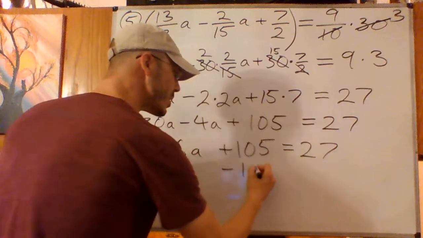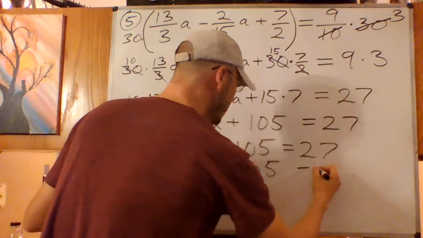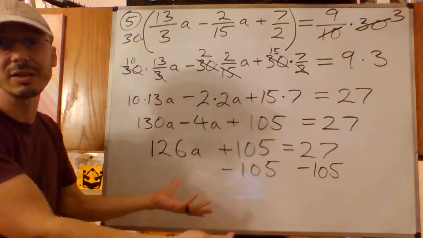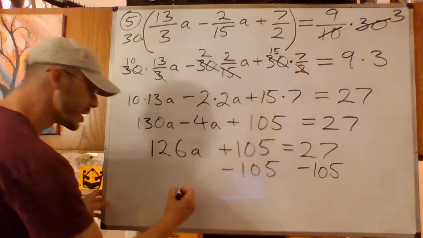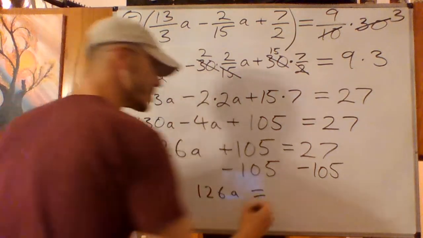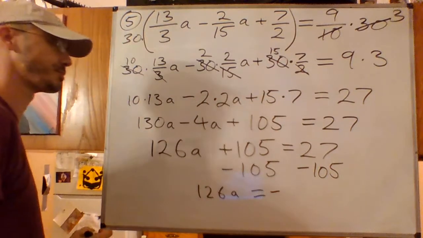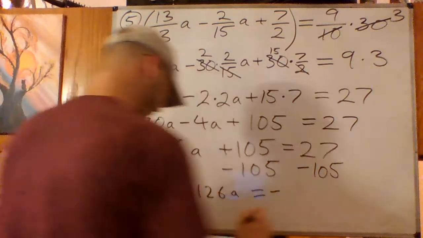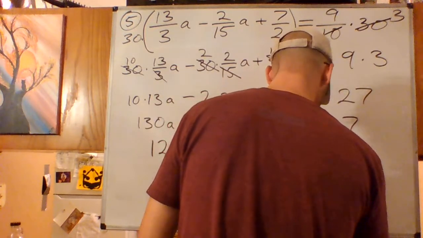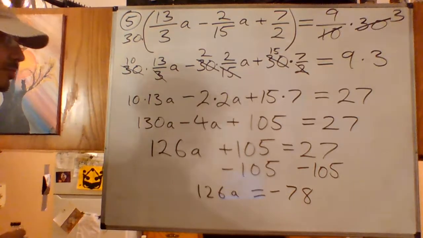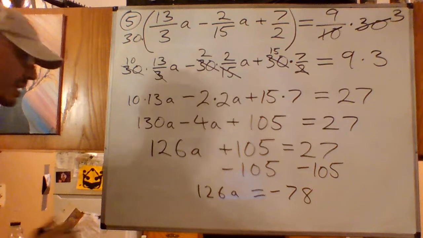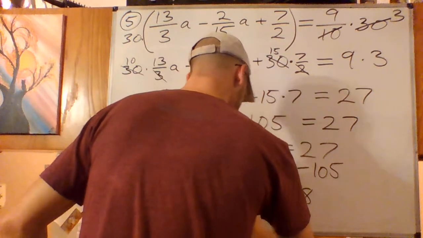Now I'm going to use the addition property. What's really going on there, I think of it as subtracting 105. We're adding negative 105, same idea. But that gives me 126a on the left and negative 78, and now I need to divide by 126 on both sides.